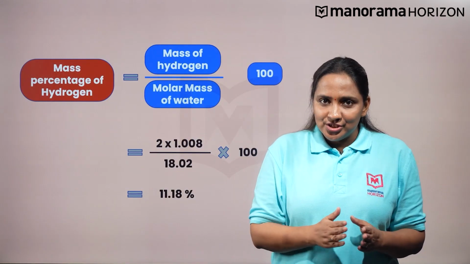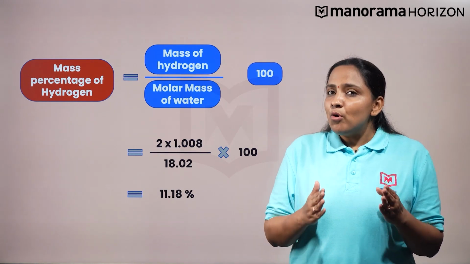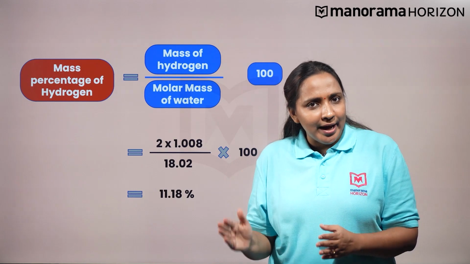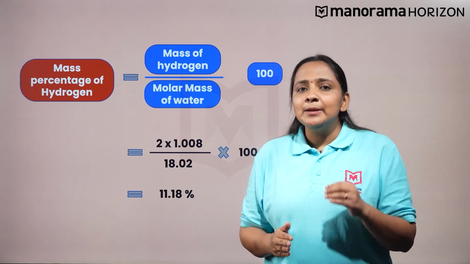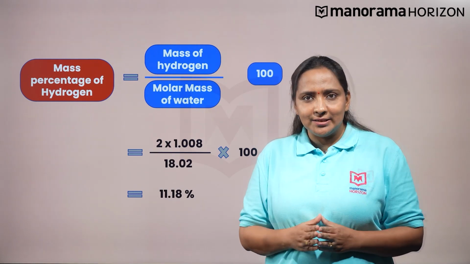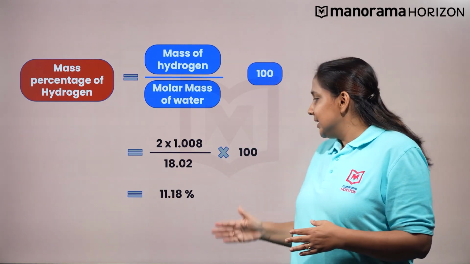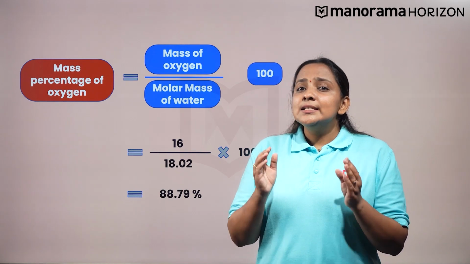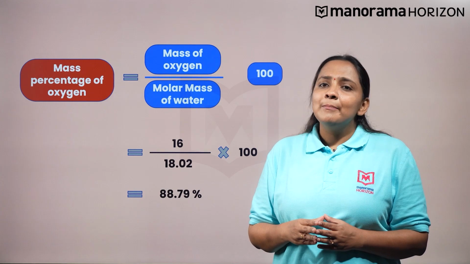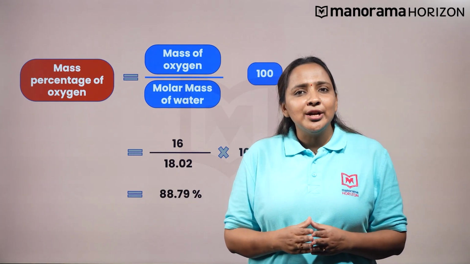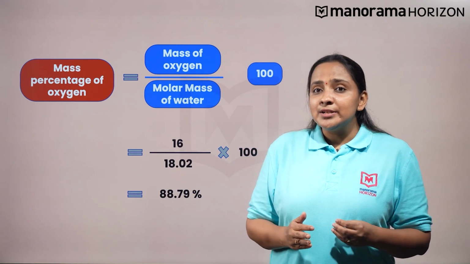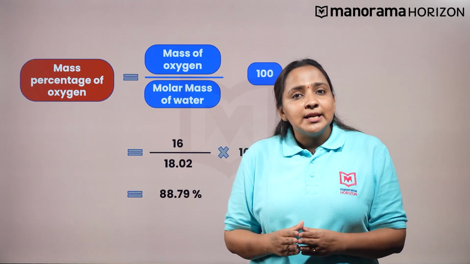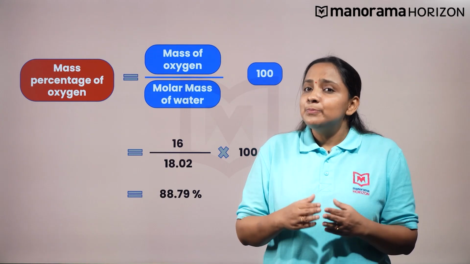Now, the mass percentage of hydrogen is equal to mass of hydrogen divided by molar mass of water multiplied by 100, which is equal to 2 multiplied by 1.008 divided by 18.02 multiplied by 100, which is equal to 11.18. So, the mass percentage of hydrogen in water is 11.18%. Similarly, the mass percentage of oxygen in the water is 16 divided by 18.02 multiplied by 100, which is equal to 88.79. So, the mass percentage of oxygen in water is 88.79%. One use of percentage composition is verifying the chemical sample's purity.